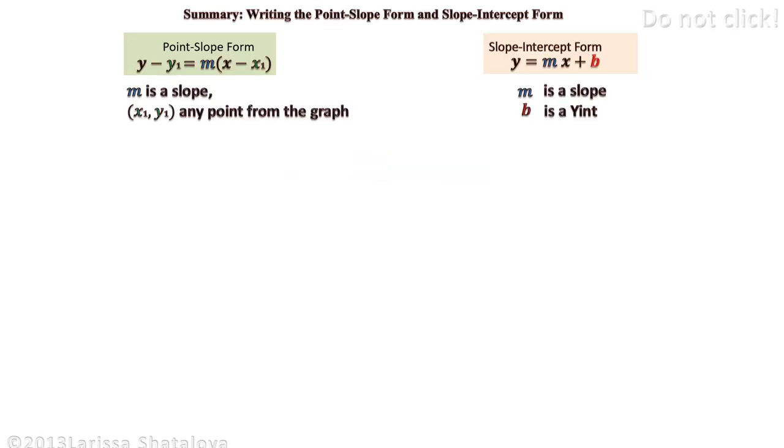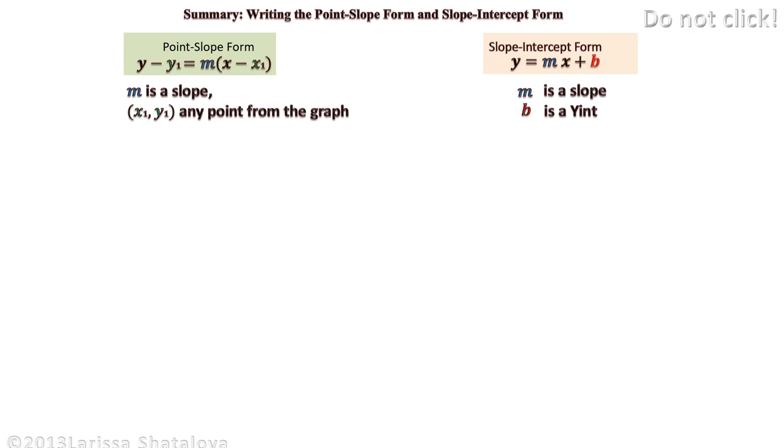This is a summary of how to write point-slope form and slope-intercept form. Point-slope form: y minus y first equals slope m times x minus x first. And m is slope and x first, y first are coordinates for any point from the graph. Slope-intercept form: y equals mx plus b. M is slope and b is y-intercept.